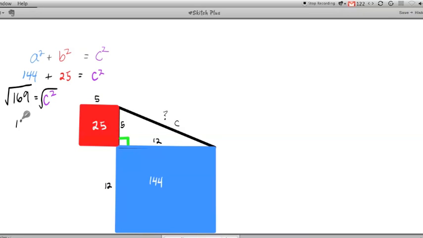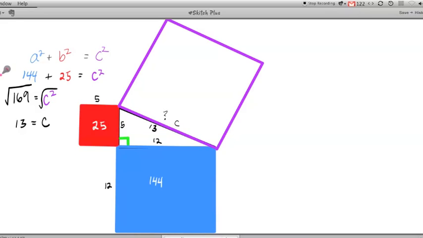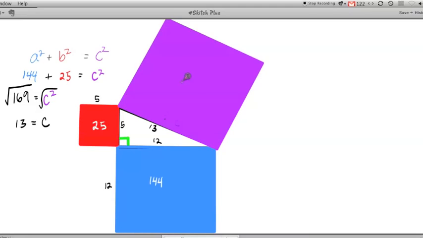The square root of 169 is 13 if you know your squares, so 13 squared is 169, and so my answer for c is 13. So this hypotenuse distance is 13, and I can show that that's 13 by using a square with an area of 169. So if I draw my c squared, that area is 169. I know my side lengths have to be 13 and 13.